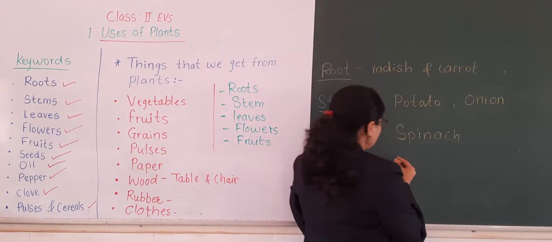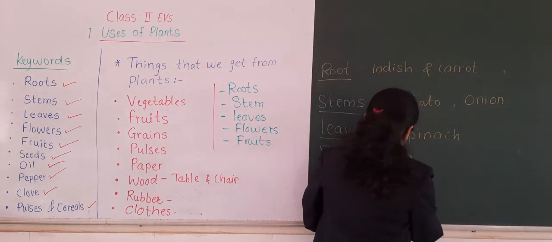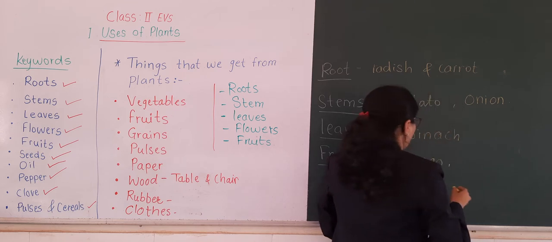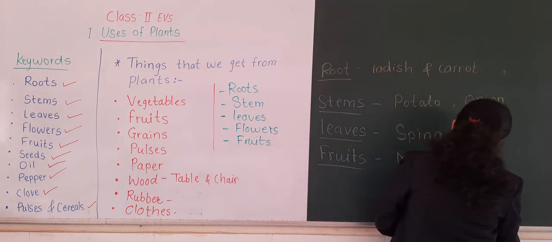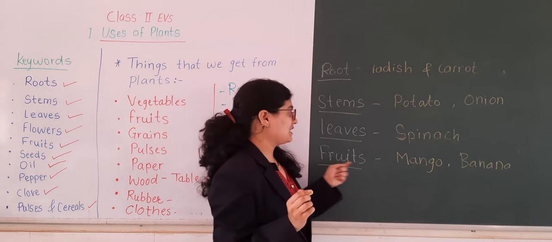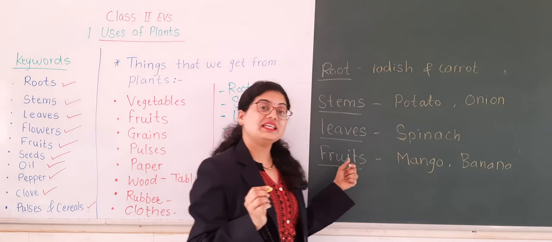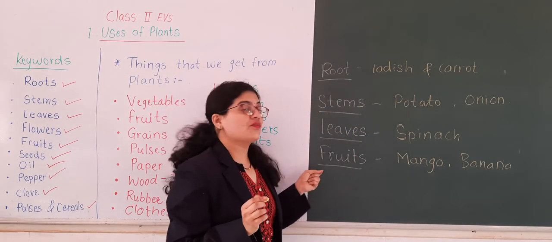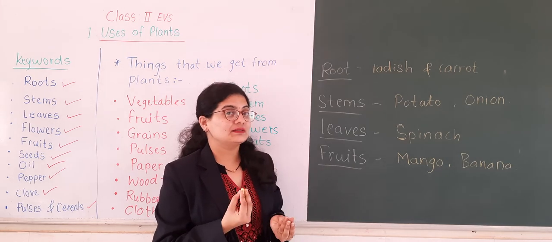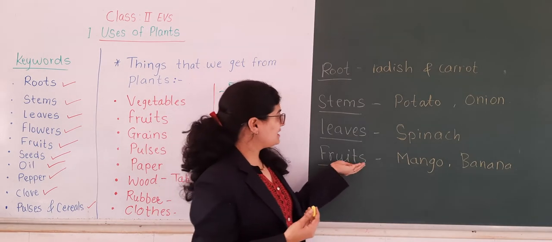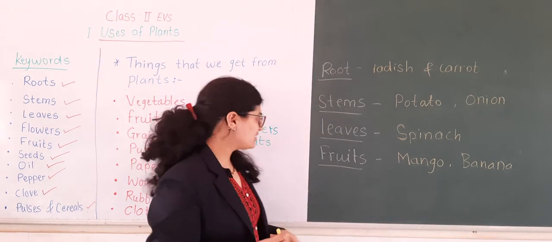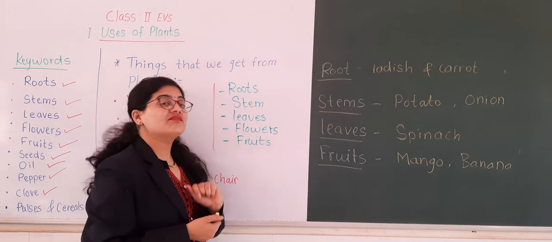Yes, I write here my favorite fruit, that is mango and banana. Okay, these are the fruits of a plant that we eat. Mango and banana are the fruits of a plant that we eat. Right? You can write here different names of fruit. Alright? Then the next part is flowers.